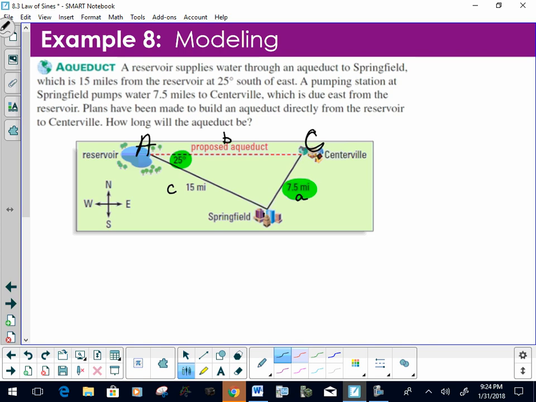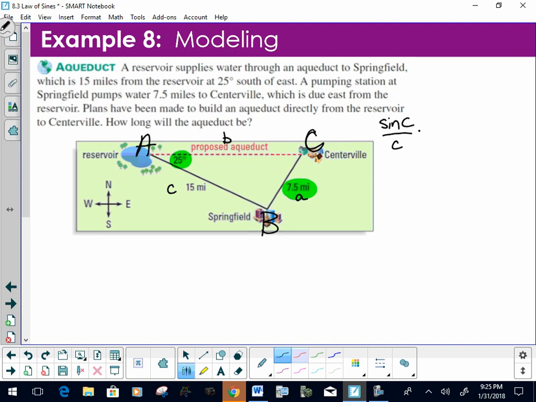Even though the thing that we're trying to find here is the aqueduct, which I'm going to label B, we can't really start with it because we don't know angle B yet. So we're actually going to have to start by finding angle C. Angle C will allow us to quickly calculate angle B, and we'll have to use angle B to figure out side B. So we're going to have to actually solve the whole triangle.